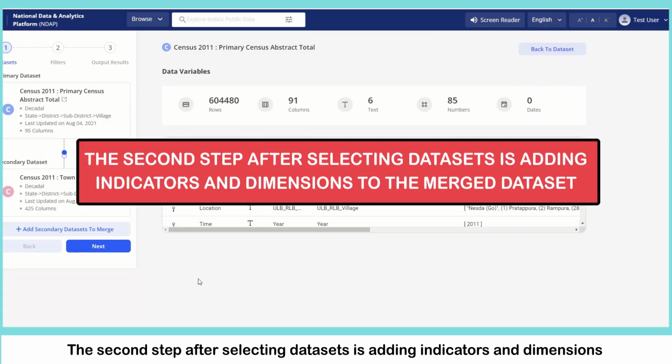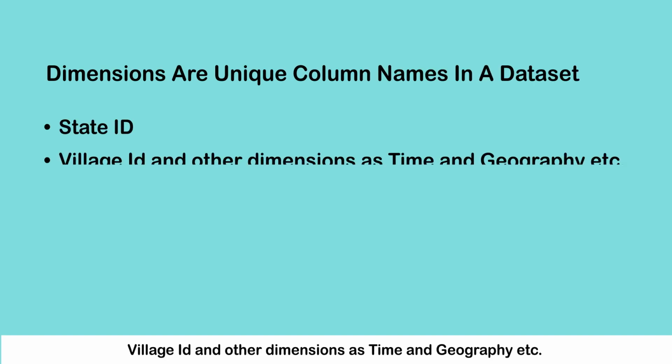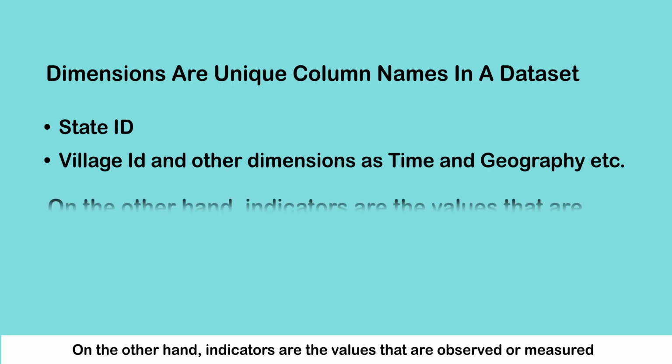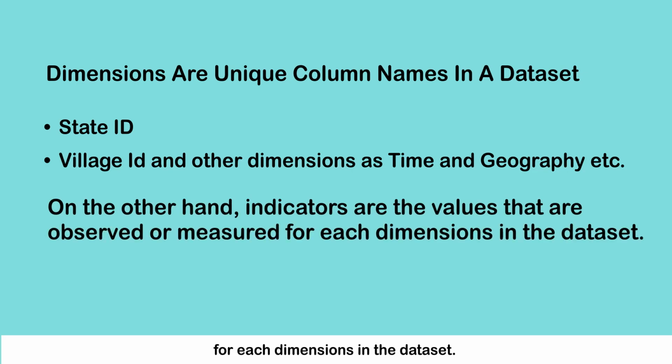The second step after selecting datasets is adding indicators and dimensions to the merged dataset as per your preference from the selected datasets. Dimensions are unique column names in a dataset as primary keys, for instance, state ID, village ID, and other dimensions such as time and geography, etc. On the other hand, indicators are the values that are observed or measured for each dimension in the dataset.